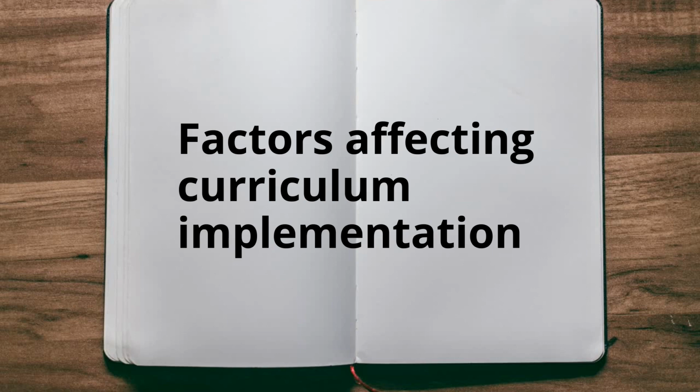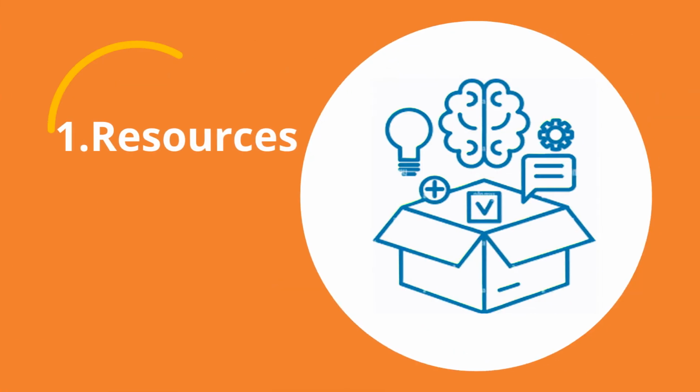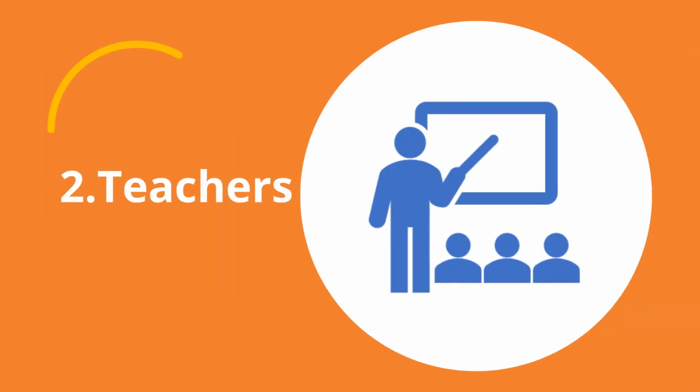The availability and adequacy of resources such as textbooks, instructional materials, and technology can have a significant impact on the implementation of a curriculum. Lack of resources can lead to ineffective teaching and learning. Secondly, the quality and quantity of teachers can affect curriculum implementation. Teachers who are not properly trained or who are not motivated may struggle to effectively implement the curriculum.